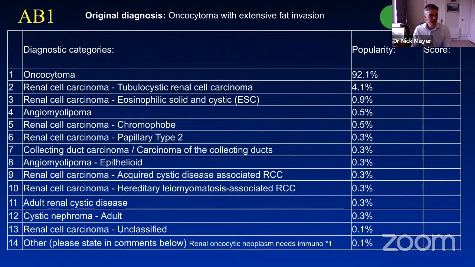there, response 14. That was a differential from somebody who favoured an oncocytoma and put renal oncocytic neoplasm, needs immuno, as in the differential. So if we score this case, I would encourage you to give a 1 or full marks for number 14, because that person will then get full marks.